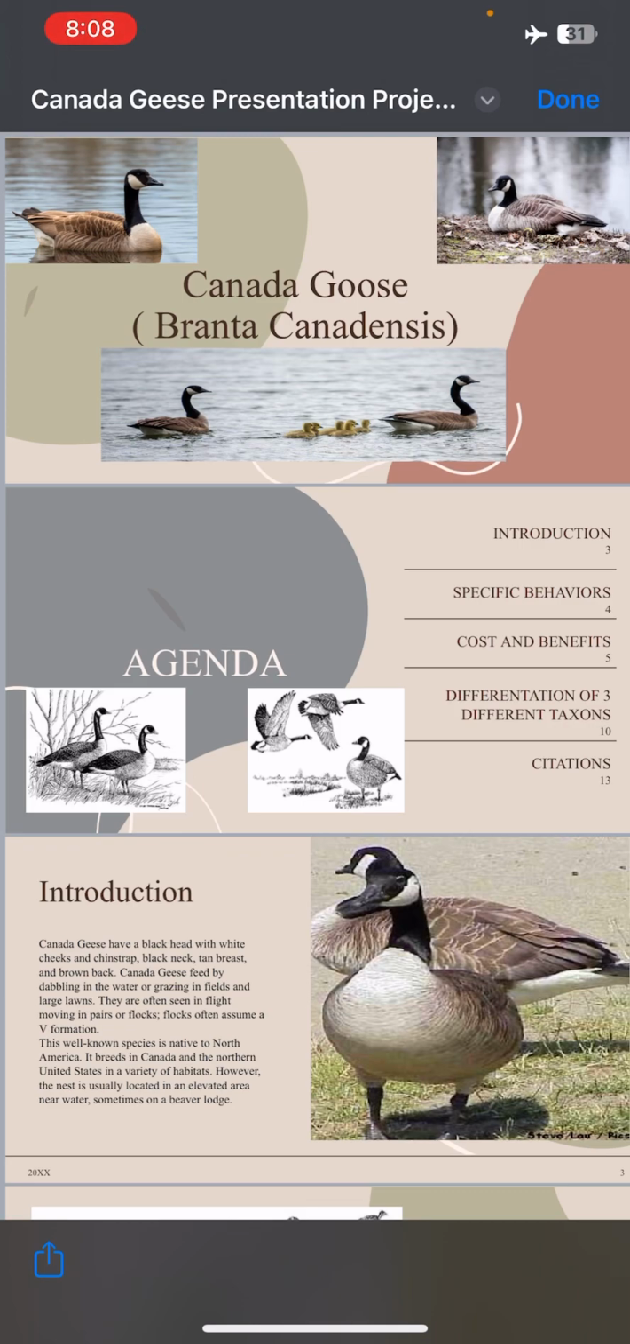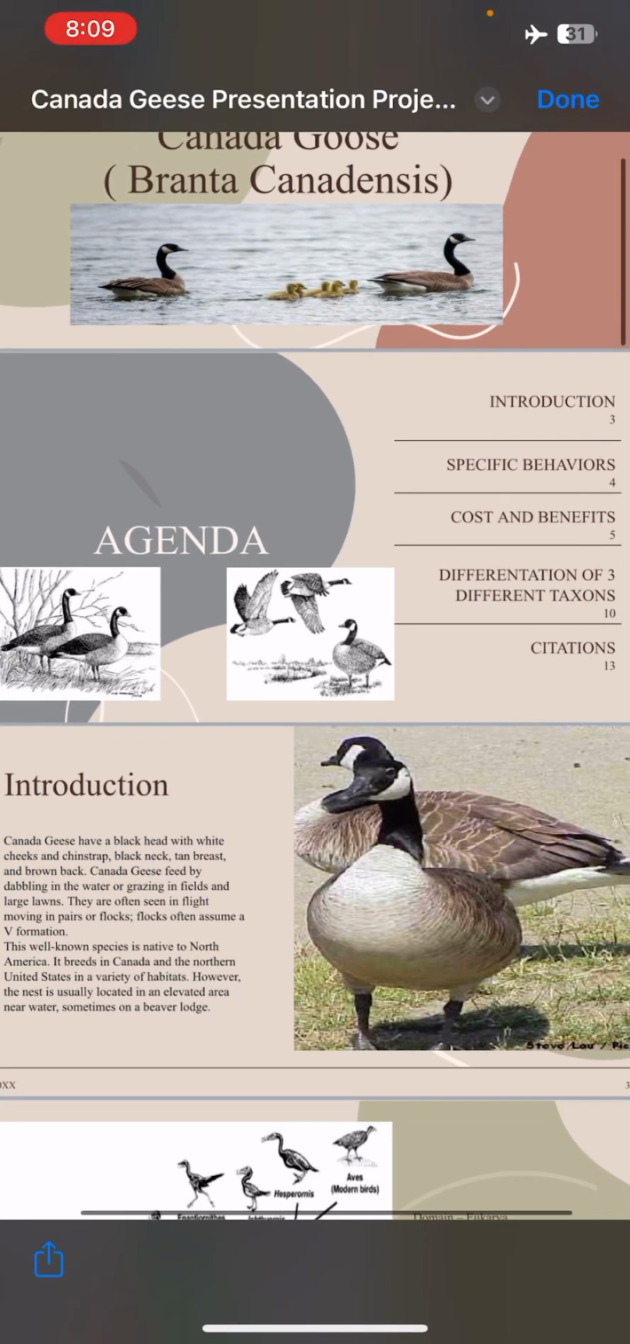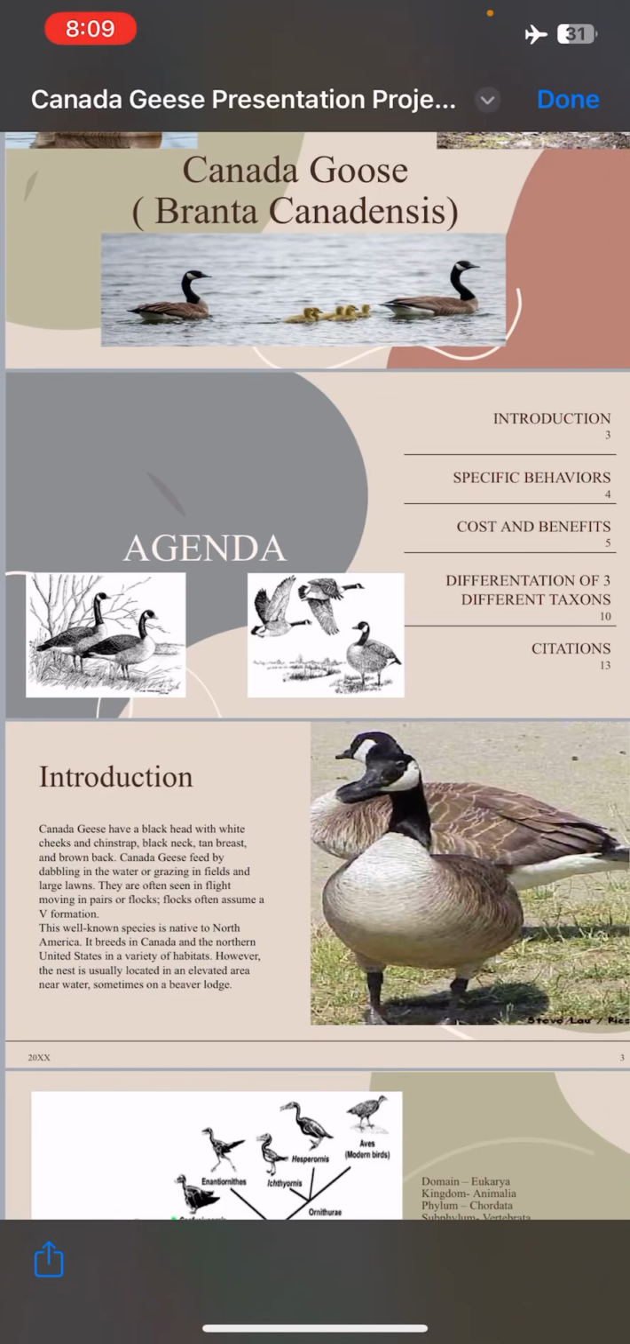the most interesting animal that I chose for my presentation project, and it is Canada geese, and their scientific name is called Branta canadensis, and this is my agenda, and it has five sections. It has an introduction, and I would like to describe their specific behavior and their cause and benefit.